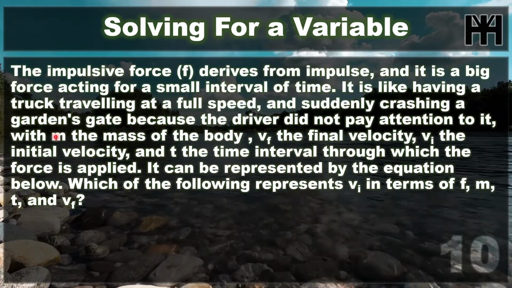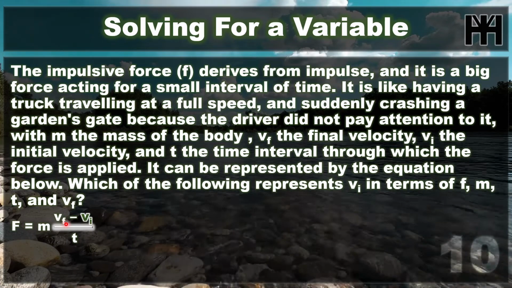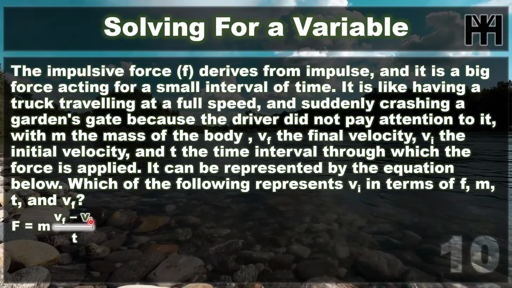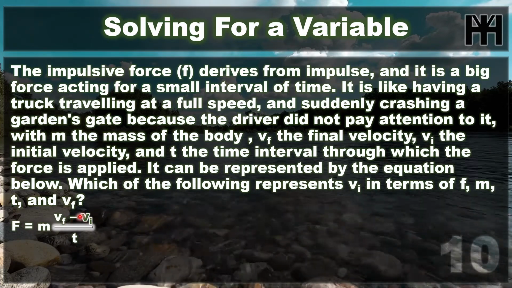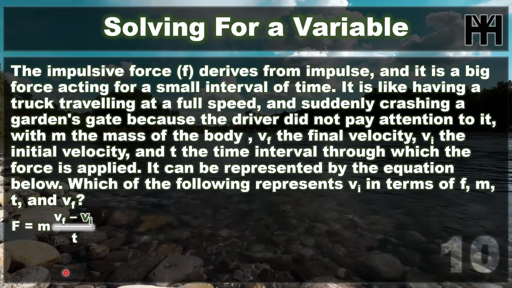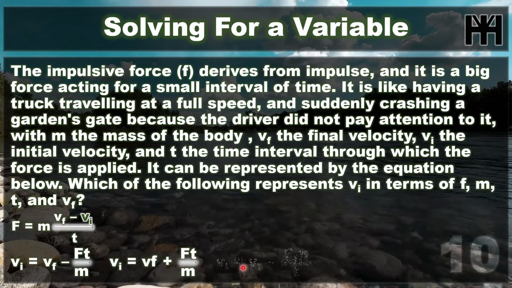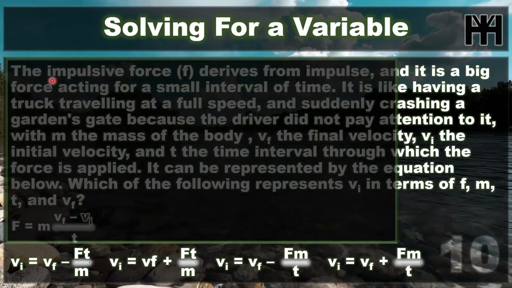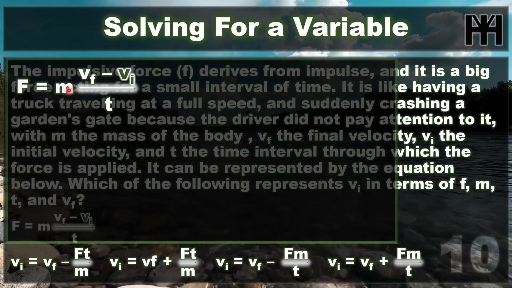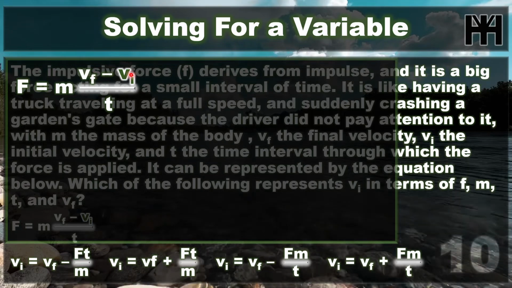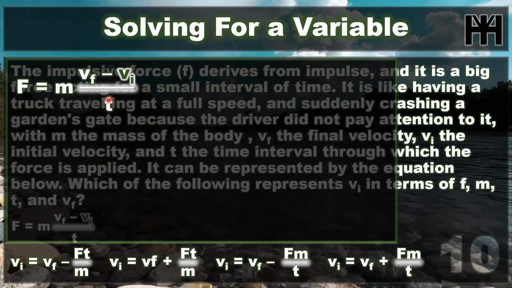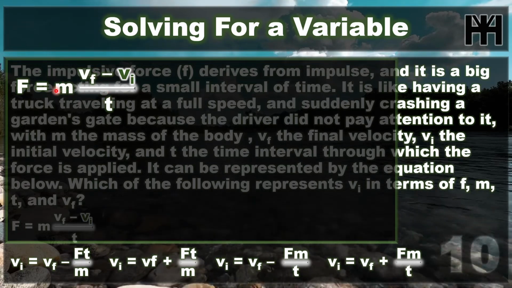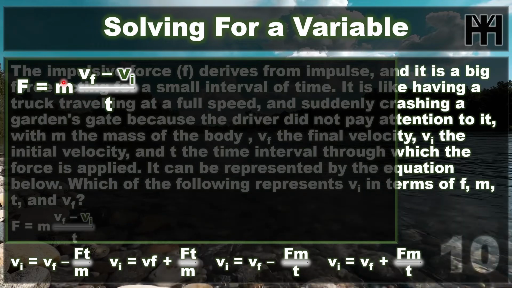Okay, now the point of all of this, they want us to get the vi, okay? So they want us to solve for the vi. And this is our choices here. Okay, let's solve for the vi. This is the rule here, F equal m, v final minus v initial over t. So first of all, the m or the t, we can start by either one of them.